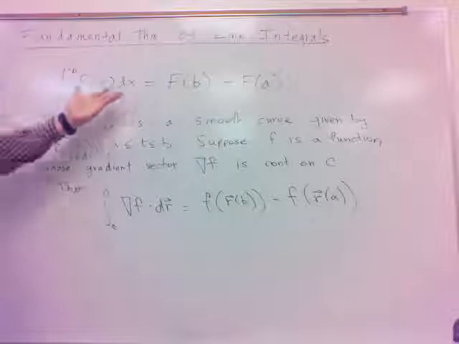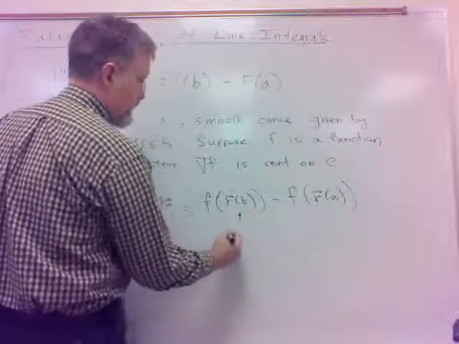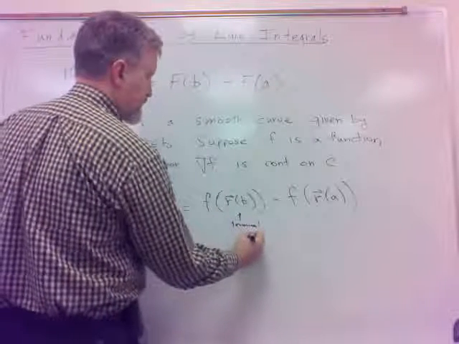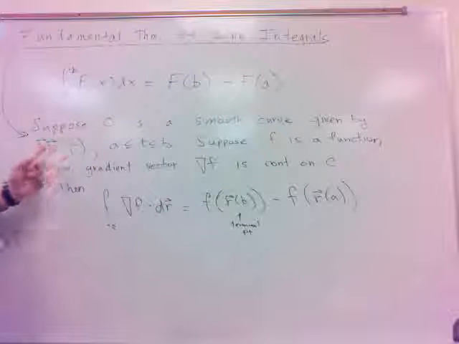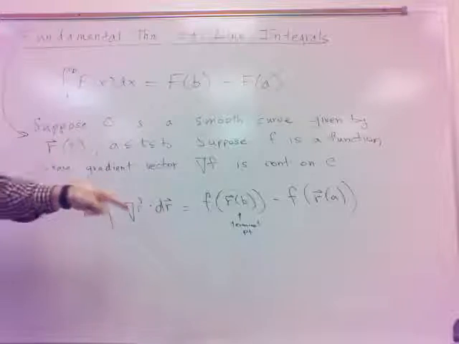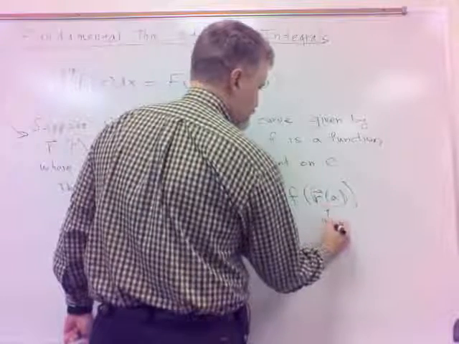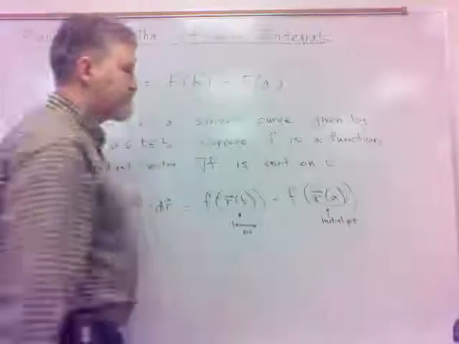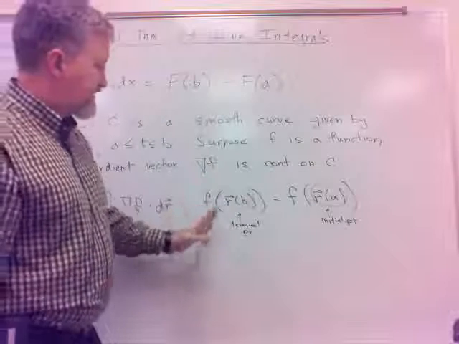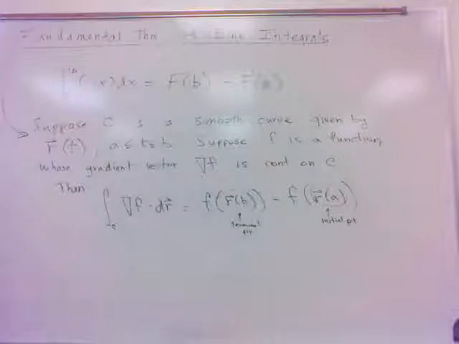Very similar to the fundamental theorem of calculus, because what we've got here, r of b, that's our terminal point for our function, right? Because we're going from a to b for this curve r of t. So r of b would be the terminal point, and r of a would be the initial point. And so what this says is this line integral is f evaluated at the terminal point minus f evaluated at the initial point.